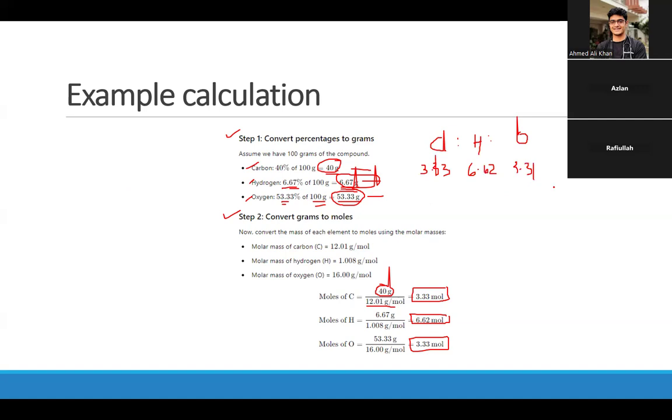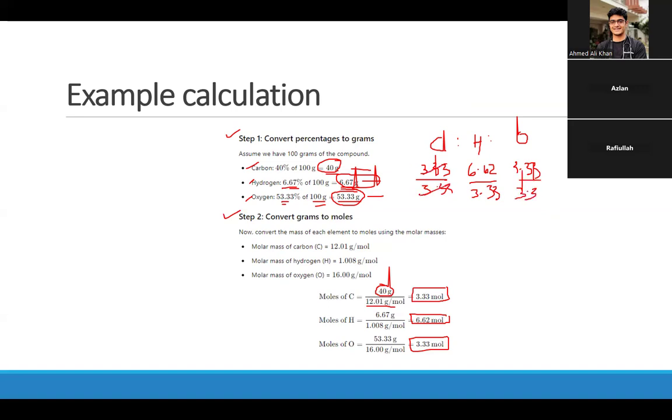Okay, just tell me, which of these has the fewest moles? Which one has the lowest moles? Carbon and oxygen. Yes, both are the same. So basically 3.33 is the lowest number, right, of all of them. So what you do is you divide all of them by 3.33. Okay, you have to divide all of them by 3.33. Just divide all of them by the smallest number of moles, right?